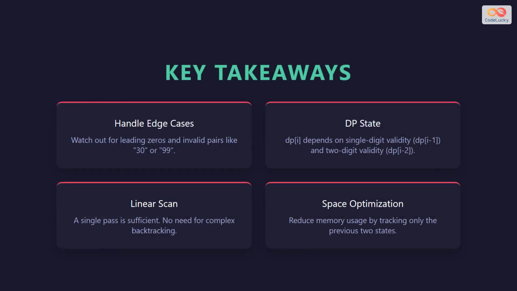In summary, the key to Decode Ways is handling the 0 cases correctly and recognizing the recurrence relation. It is very similar to the Fibonacci sequence, but with extra conditions for validity. Remember to check both single and double-digit possibilities at every step.